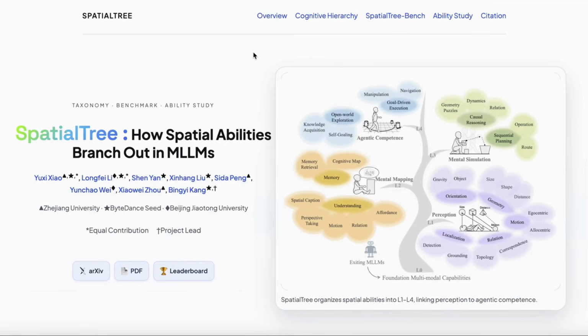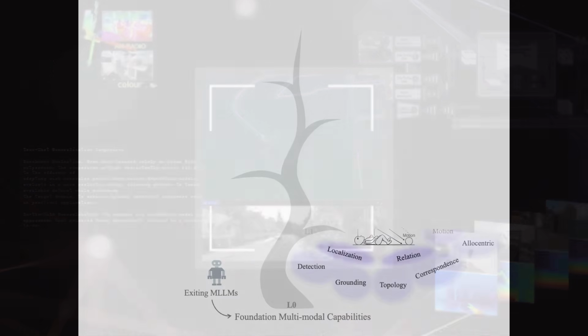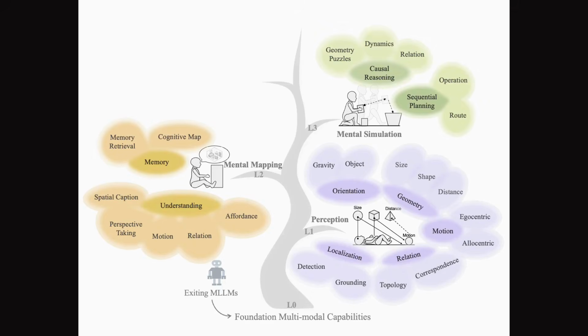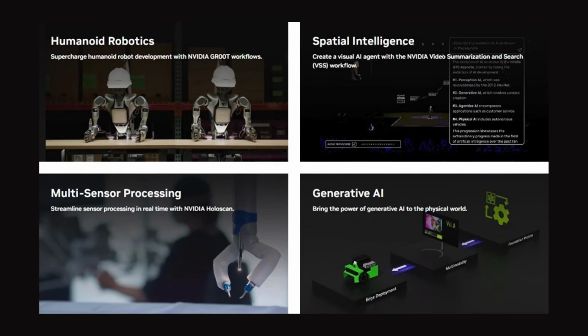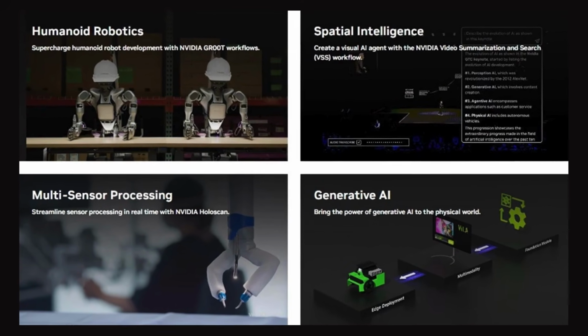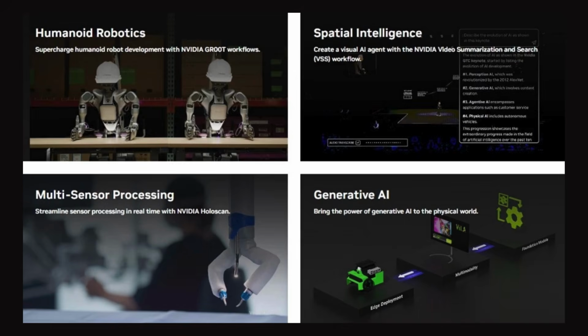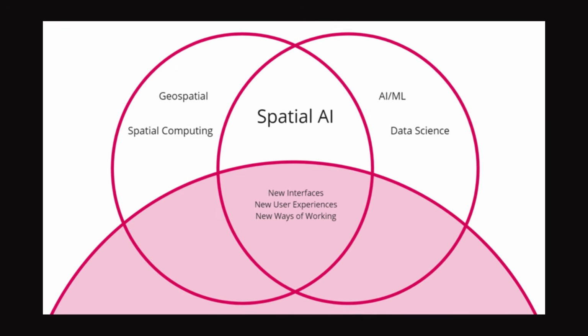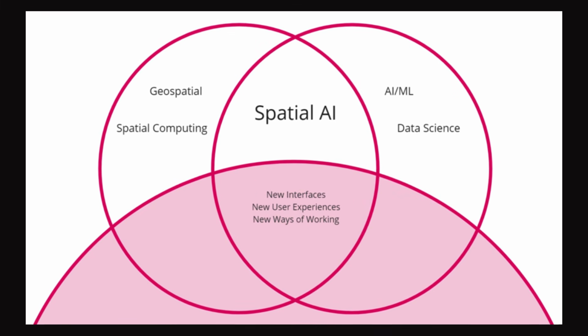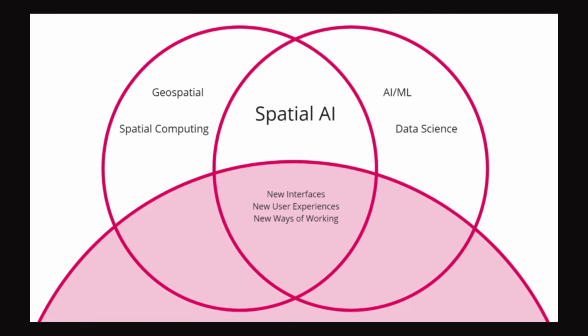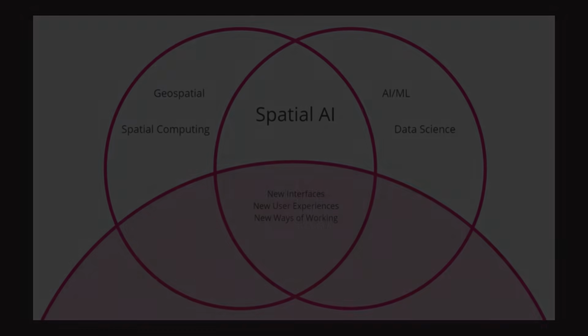ByteDance researchers just dropped SpatialTree, a new framework that reveals how spatial intelligence actually emerges inside multimodal LLMs. Because spatial intelligence is what allows AI to truly understand space, distances, directions, and three-dimensional relationships. It's essential for robots, navigation systems, and almost any AI that needs to interact with the real world. And until now, we didn't have a systematic way to understand how these abilities actually form.